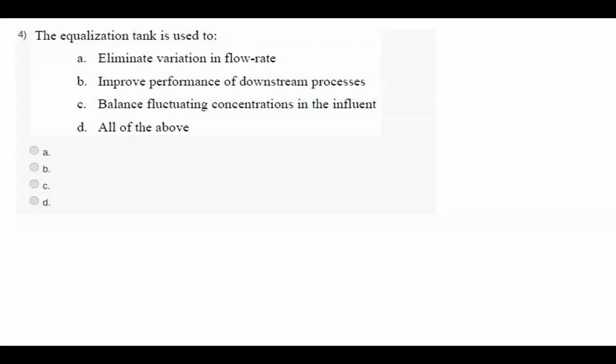Here it comes for the equalization tanks, all this D. D will come actually, because all these things are done by the equalization tank. It has to do all these three things: eliminate variation in the flow rate, improve performance of the downstream process, and balance the fluctuating concentration in the effluent. These three have to be done by the equalization tank. So the correct answer is D, all the above.